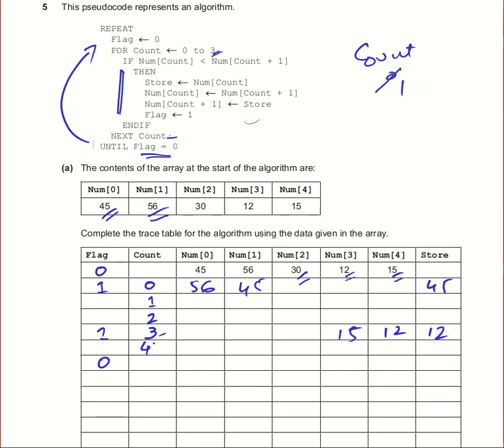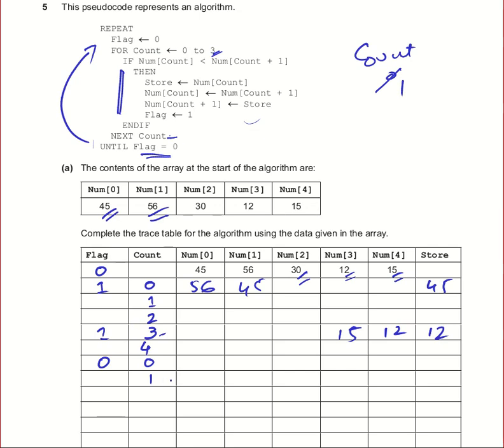For count 0 to 3, the value of count becomes 0. It's going to start comparing num count with count plus 1. So is num count, which is num0, which in this case now is 56, less than num count plus 1? Count plus 1 is 1, right? So is 56 less than 45? No, it's not. It's going to skip this if statement, jump over to next count, increase the value of count by 1. This becomes 1 over here, goes back, again checks whether it has exceeded the final value. No, it's 1 over here now.